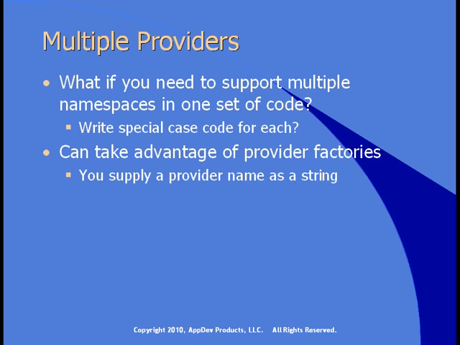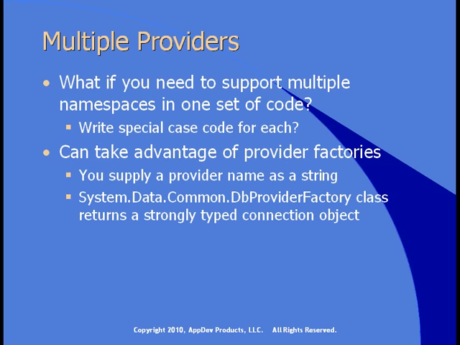You supply a provider name, and the system.data.common.DbProviderFactory class returns a strongly typed connection object, and from that, you can get at your data. So all you need to do is write one set of code using objects from the system.data.common namespace, given a provider name as a string, and from then on, you're writing common code.